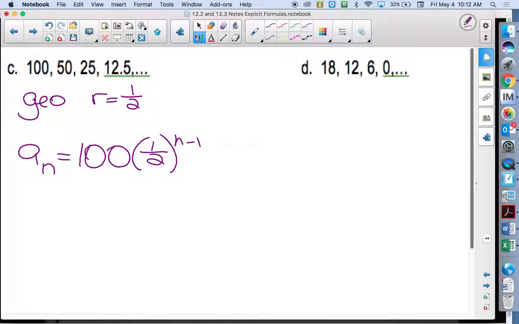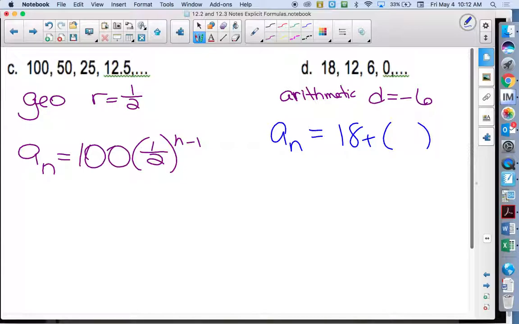So letter D, we have 18, 12, 6, and 0. What's going on from 18 to 12, 12 to 6, 6 to 0? Isabella? Yeah, so if you're subtracting 6, the d is negative 6. That makes it arithmetic. So Isabella, that formula then says take 18 plus n minus 1 times d. What's the d value?